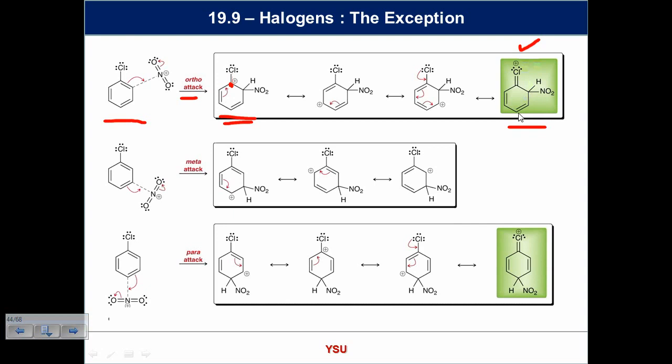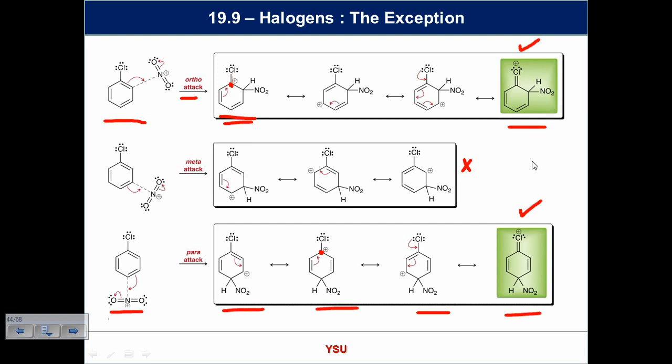That's good. At the bottom for the para situation, yes, that's fine. But having some of this positive charge next to the chlorine enables chlorine now to help. The carbocation is kind of borrowing electron density to help stabilize. So in both the ortho and the para situations, you get this extra resonance structure. And that extra resonance structure benefits the system. You don't get that in the meta situation.